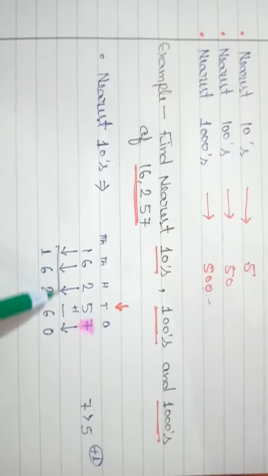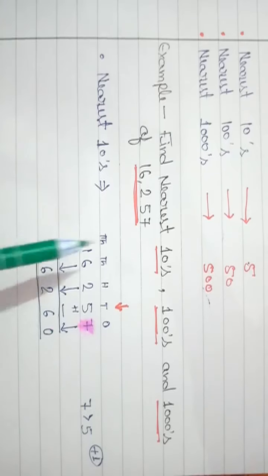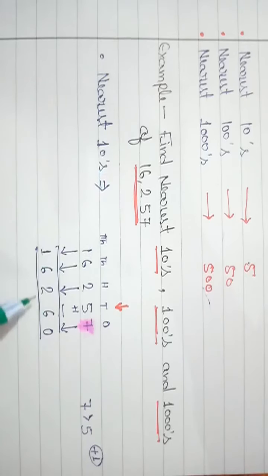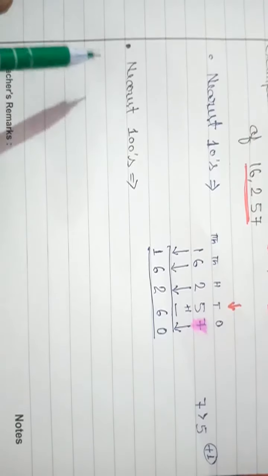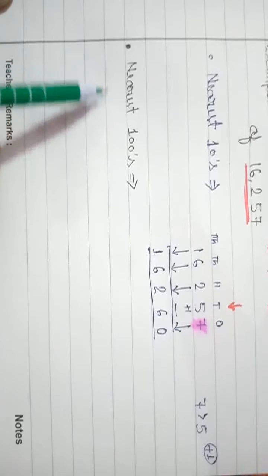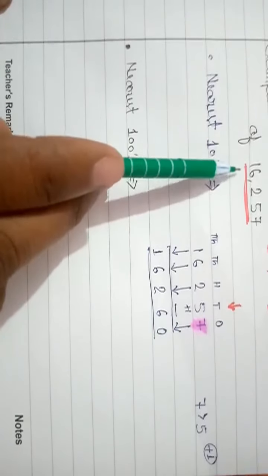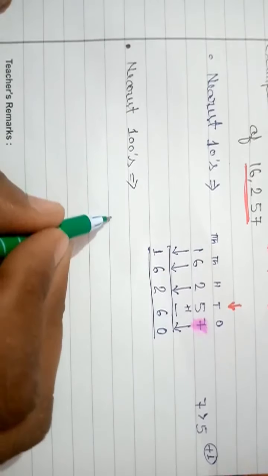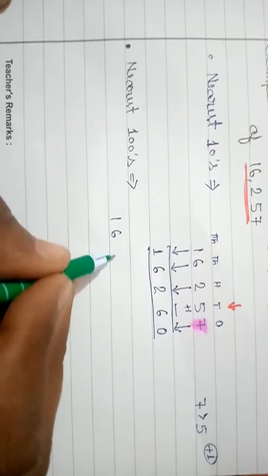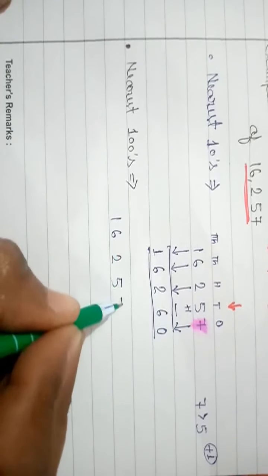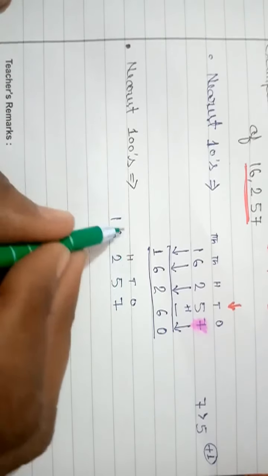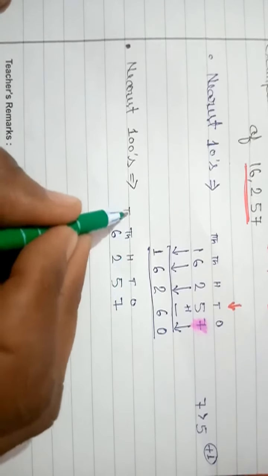So nearest 10 of 16,257 is 16,260. Okay, now we will find nearest hundreds of 16,257. So right here our number is 16,257 and the places are ones, tens, 100, 1000, 10,000.